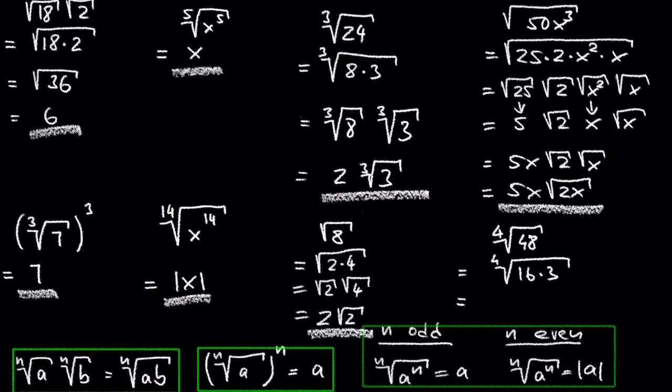Sixteen is a perfect fourth power and the 3 is a leftover factor. So we get the fourth root of 16 times the fourth root of 3, which is 2 times the fourth root of 3.